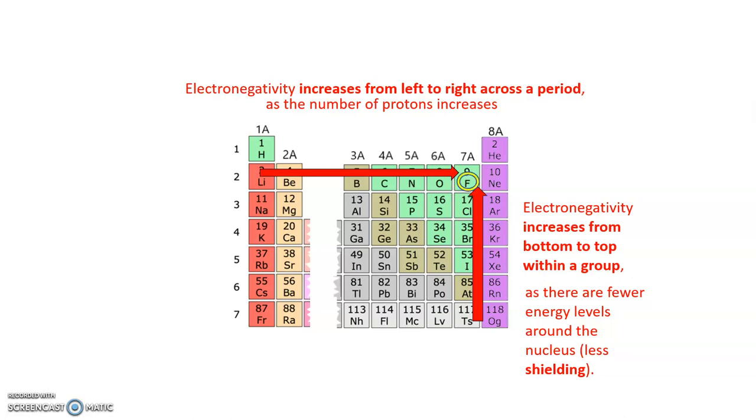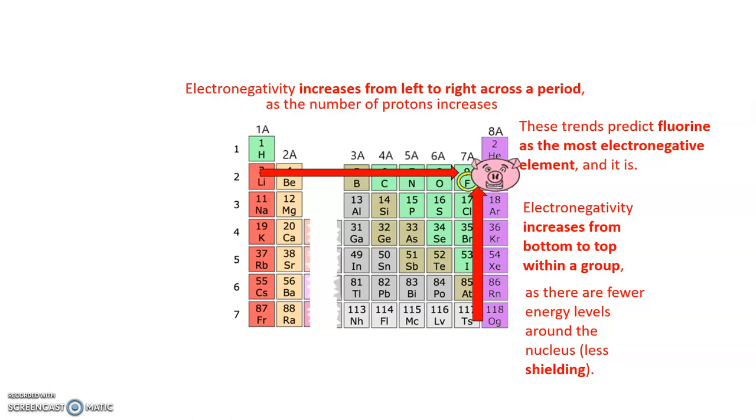So if you follow these patterns, the trends predict that fluorine is going to be the most electronegative element, and it is. Fluorine is the biggest electron hog, and I usually suggest to students to make sure to memorize that. Number one, because it is typically a test question in any standardized test. And number two, it'll also help you remember these trends of left to right and bottom to top. You run right into fluorine when you follow that sort of pattern.